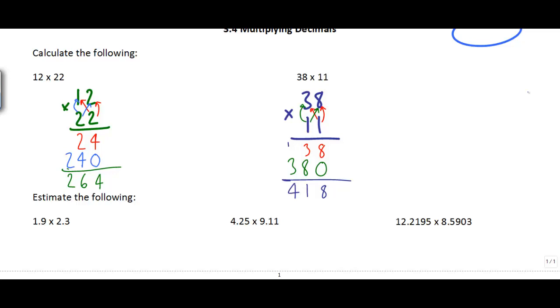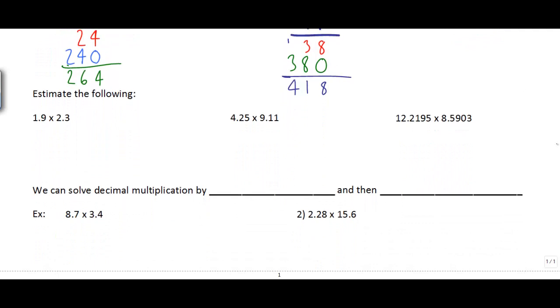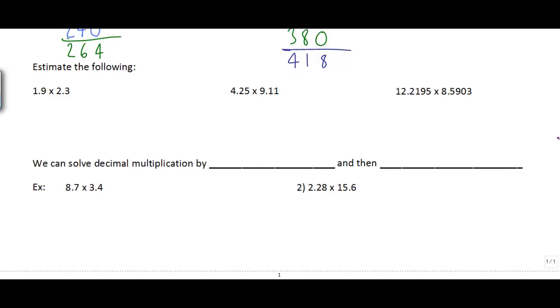So the only difference with decimal multiplication is that first off, you're going to have to do some estimation. So you're going to round our numbers off to a reasonable integer, and then you're going to just multiply it. And you can round it off so that you can multiply it in your head, or you can do just a quick calculation on the side.